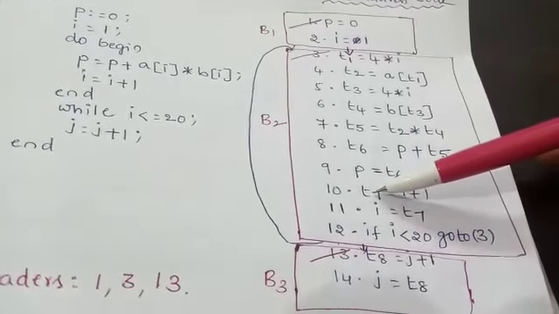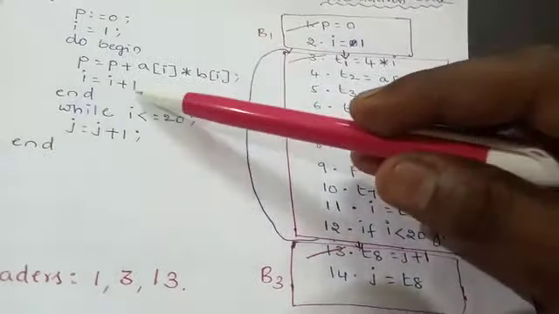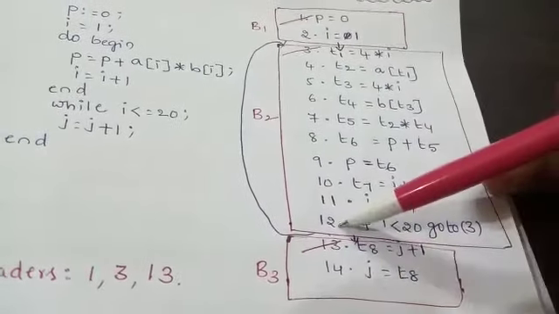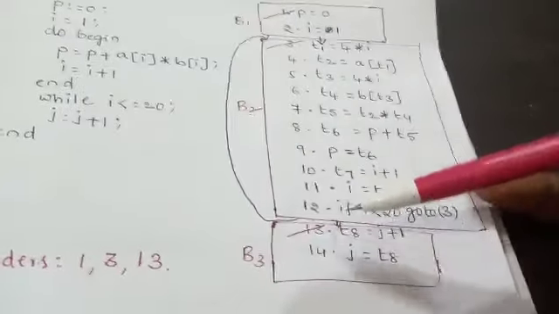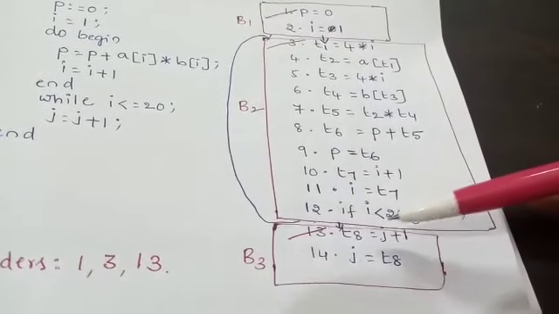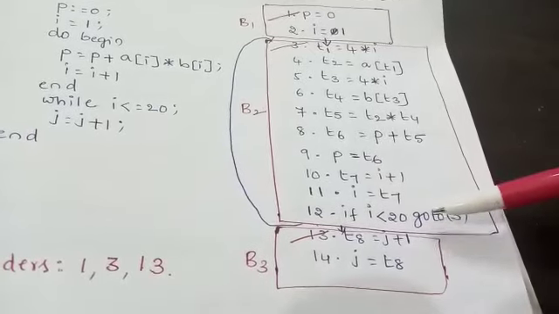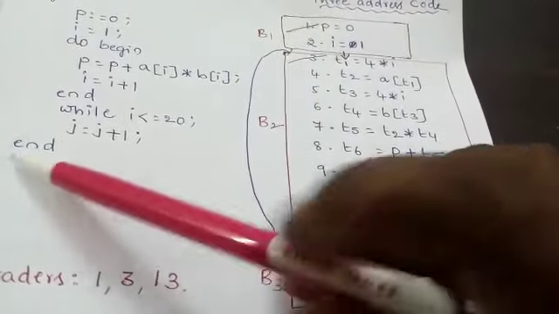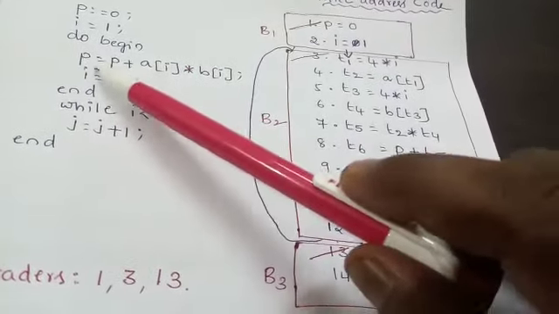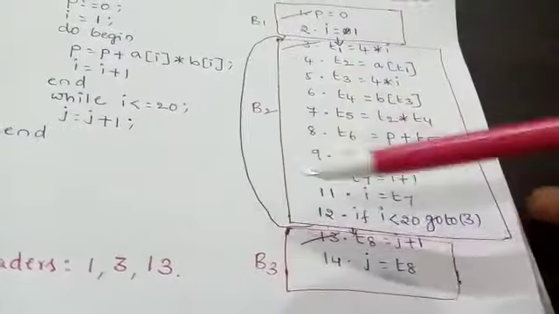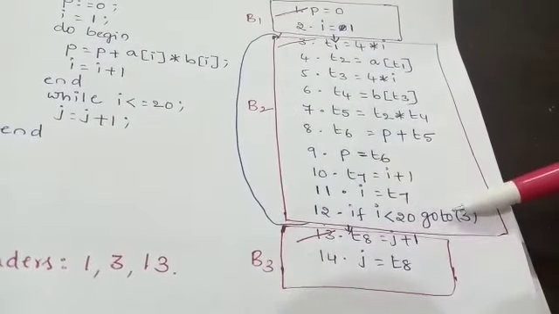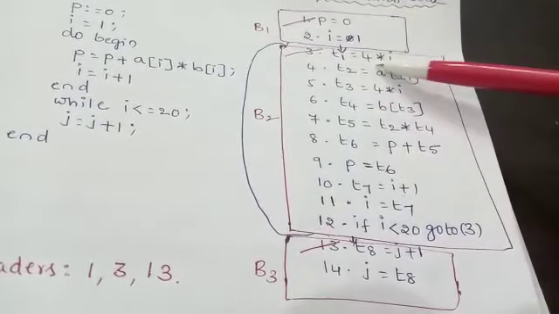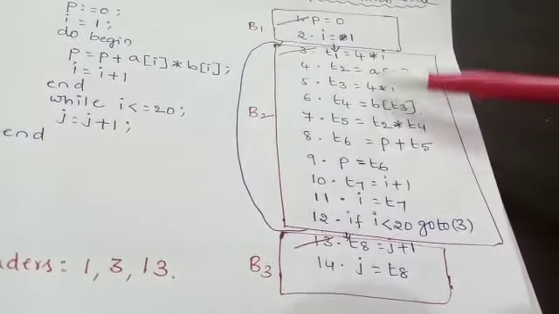Next statement is T7 equal to I plus 1. Next, I equal to T7; T7 will be stored in I. Next one is the while condition: if I less than or equal to 20, then go to 3. Here the condition is true, so it will go again to P equal to P plus A of I star B of I. So if I less than or equal to 20, then go to statement 3, that is T1 equal to 4 star I. From this onwards it will be executed.